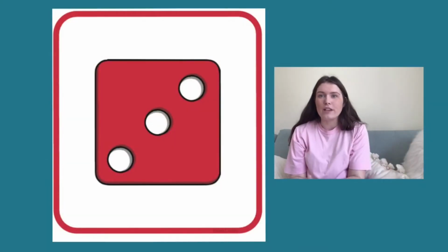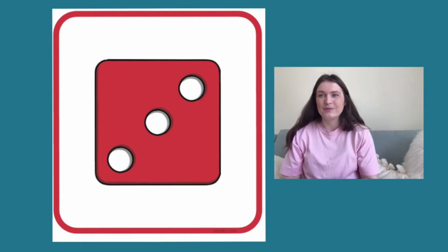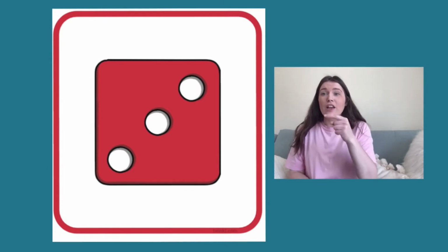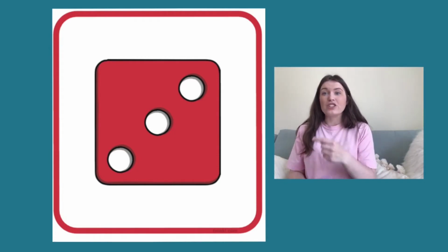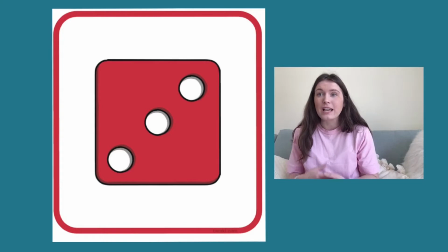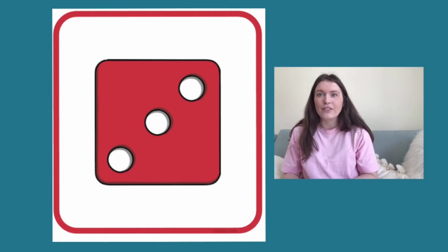Okay, so here is the first picture. Tell me, what can you see? That's right, it's 3. There are 1, 2, 3 dots. This picture is a common picture that we see all the time because where would we find this? That's right, on a dice. Well done, everybody. Are you ready for the next one?